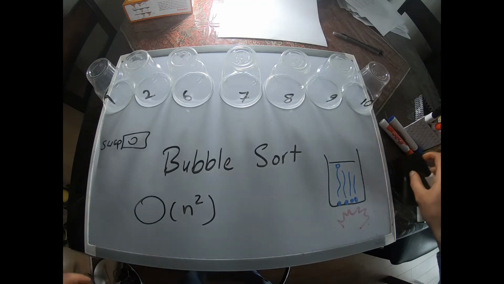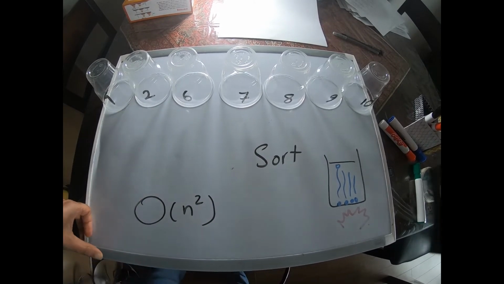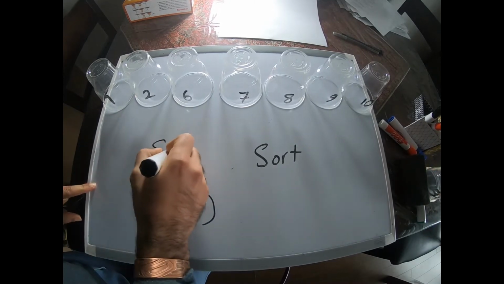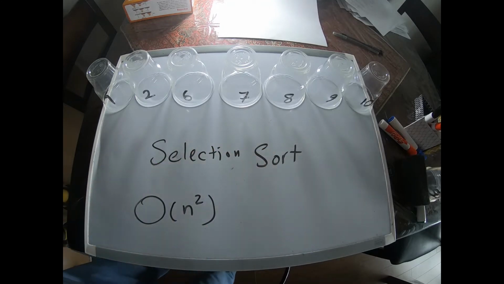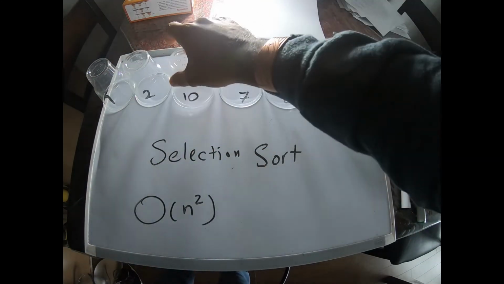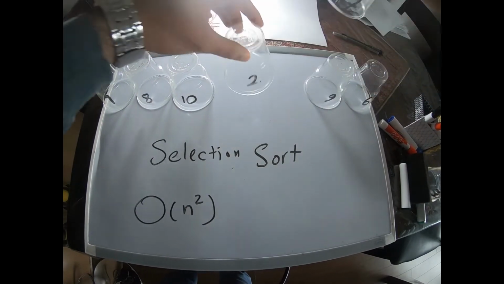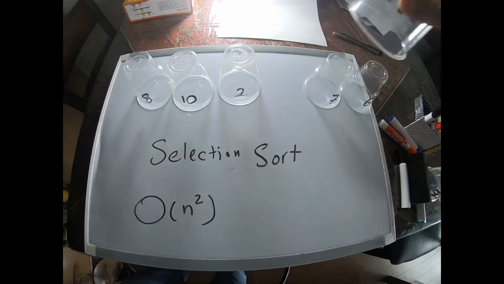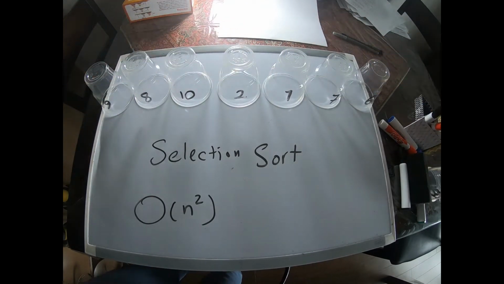Now, the next sorting method that I want to show you, which is also going to be order of n squared, is selection sort. Let me modify the array a little bit, also moving 1 here and 9 here. Okay, so this is the array that we have.